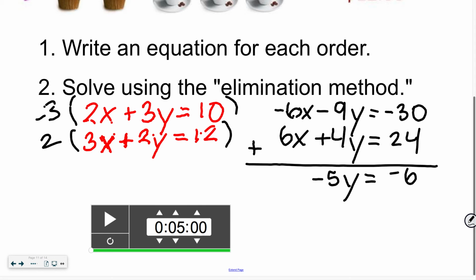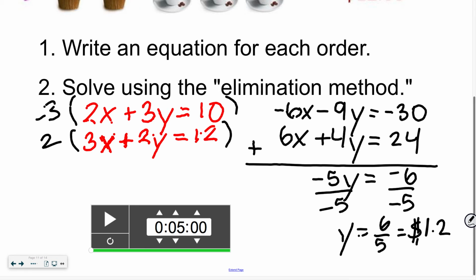So how do we solve for y? Divide by -5. And what do we get? Y equals, which is what? In terms of money, because this is money, we're talking about the cost, and our Y was the muffin. So how much was each muffin? $1.20. 6/5 is 1 1/5, so it's $1.20.